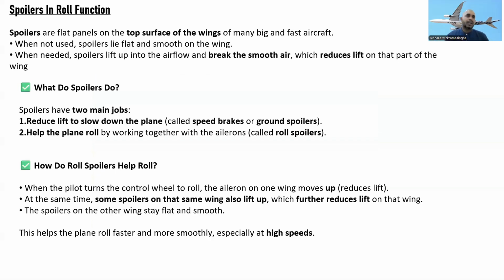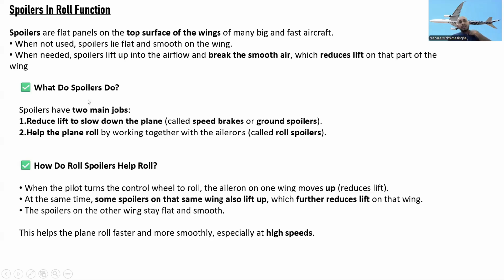Okay, now let's go to the spoilers in roll functions. Spoilers are flat panels on the top surface of the wings of many big and fast aircraft. When not in use, spoilers lie flat and smooth on the wing. And when needed, spoilers lift up into the airflow and break the smooth air, which reduces lift on that part of the wing.